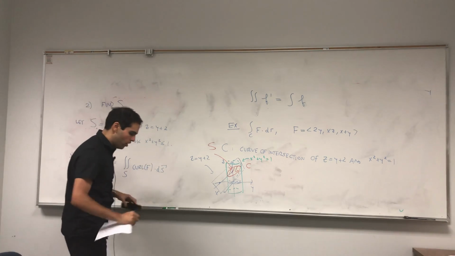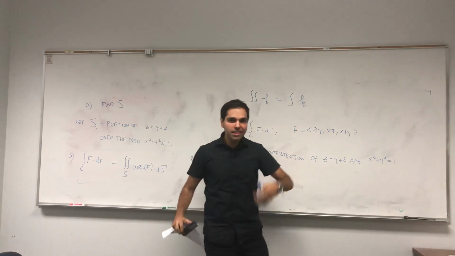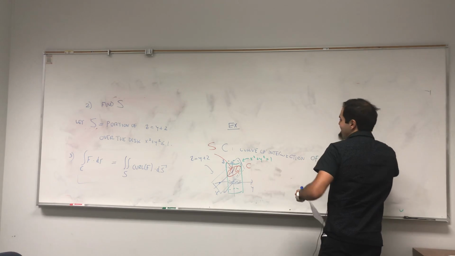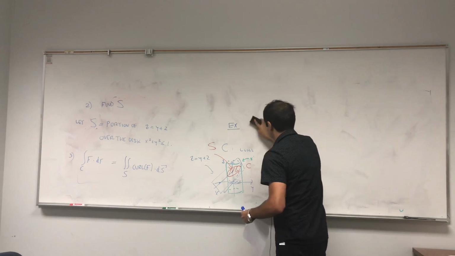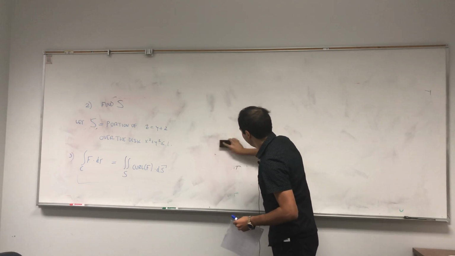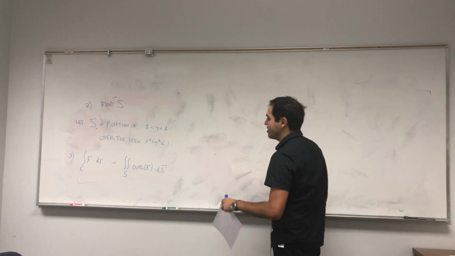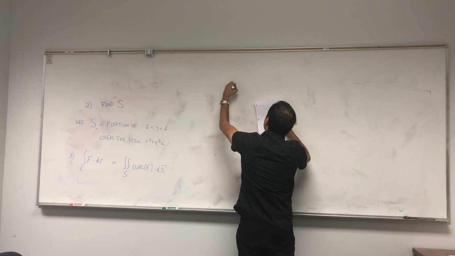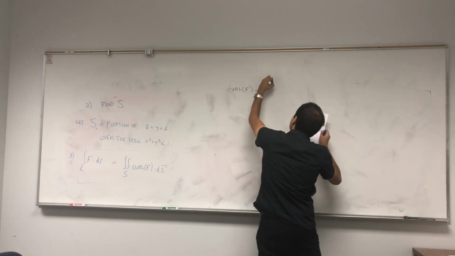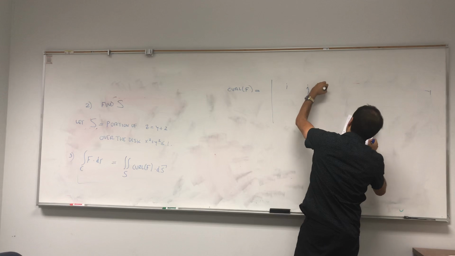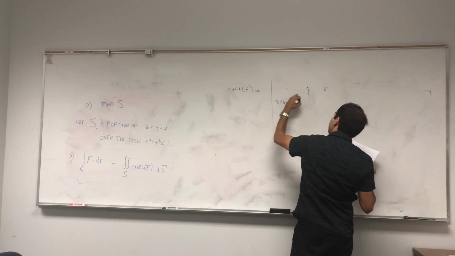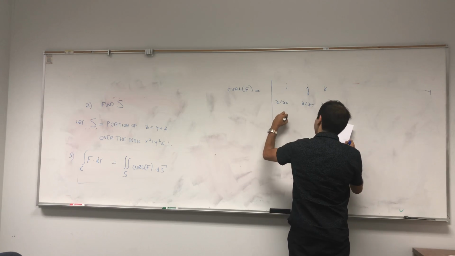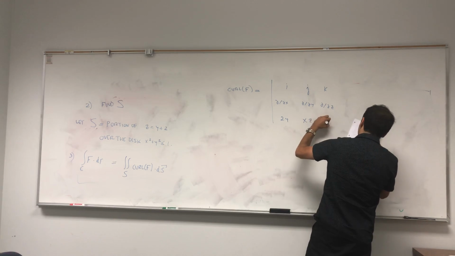Now, what is the curl? It's simply the cross product of the derivatives and the vector field. It's a vector which gives you the rotation of F in each direction. So curl of F is the determinant of i, j, k, partial over partial x, partial over partial y, partial over partial z, of our vector field: 2y, xz, x plus y.